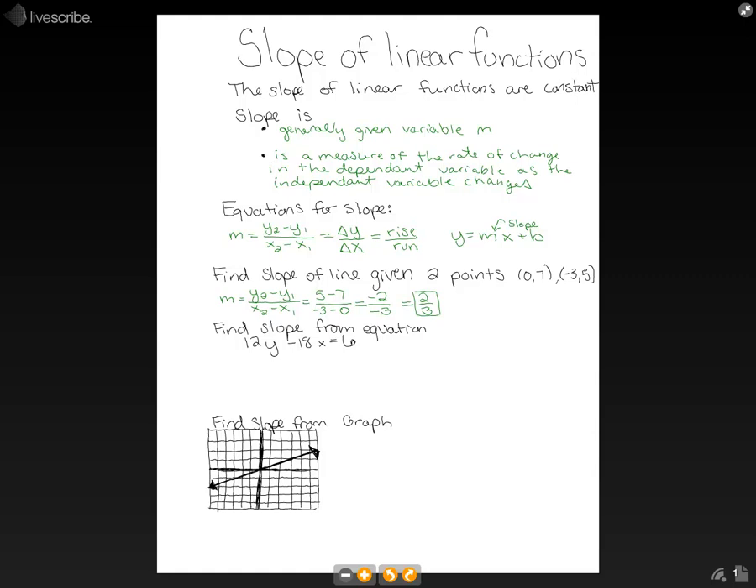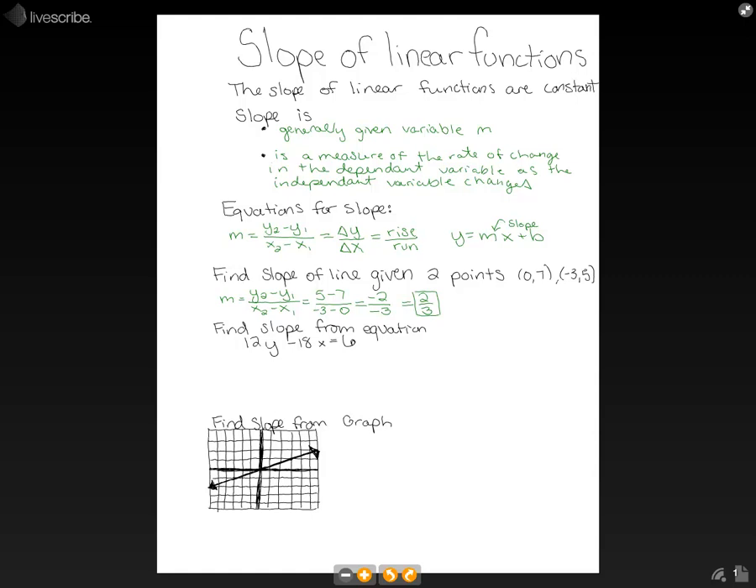Now let's find a slope from the equation. So we have this equation here, 12y minus 18x equals 6. And we said above that if we have equations in the form of y equals mx plus b, our m is just going to be our slope. So let's rearrange this equation to get it in that form. So we want to get y on one side by itself, essentially.